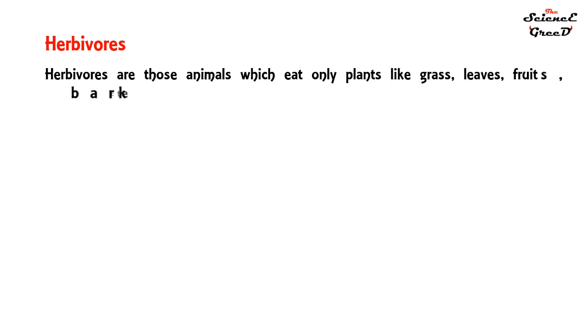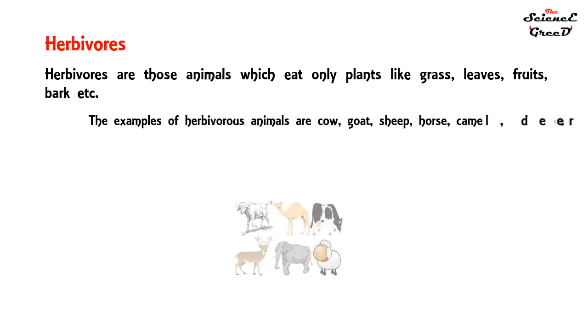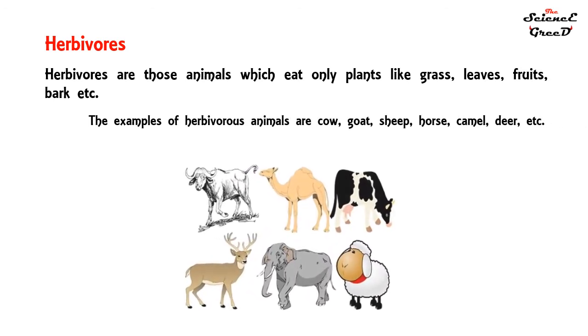Herbivores. Herbivores are those animals which eat only plants like grass, leaves, fruits, bark, etc. The examples of herbivorous animals are cow, goat, sheep, horse, camel, deer, etc.